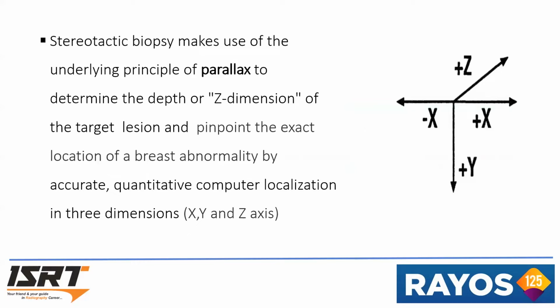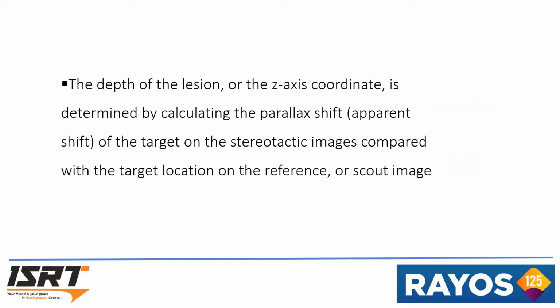Stereotactic core biopsy makes use of the principle of parallax to determine the depth or Z dimension of the target lesion, and it pinpoints the exact location of the breast abnormality by accurate quantitative computer localization in 3 dimensions, that is in X, Y, and Z axis. The depth of the lesion or the Z-axis coordinate is determined by calculating the parallax shift, that is, the apparent shift of the target on the stereo images.